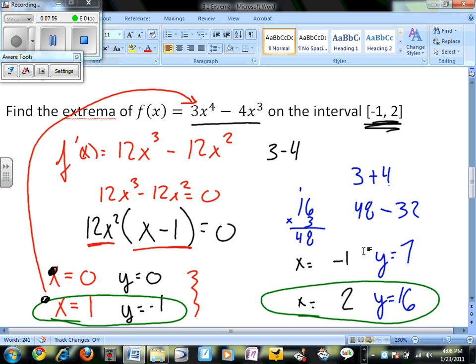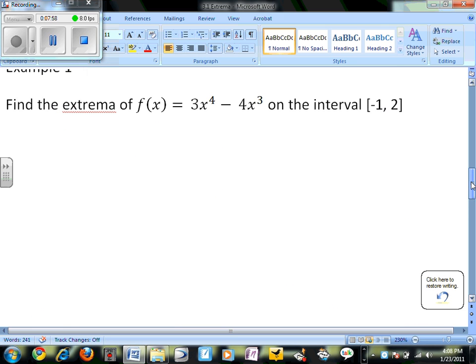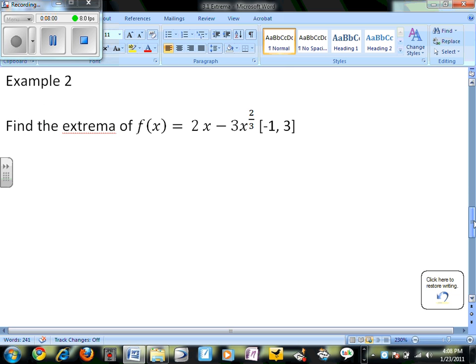So, all right. Moving on to my last example for you. Find the extrema of 2x minus 3x to the 2/3 power from -1 to 3. Again, it's a closed interval, so we're going to end up evaluating at the endpoints again.